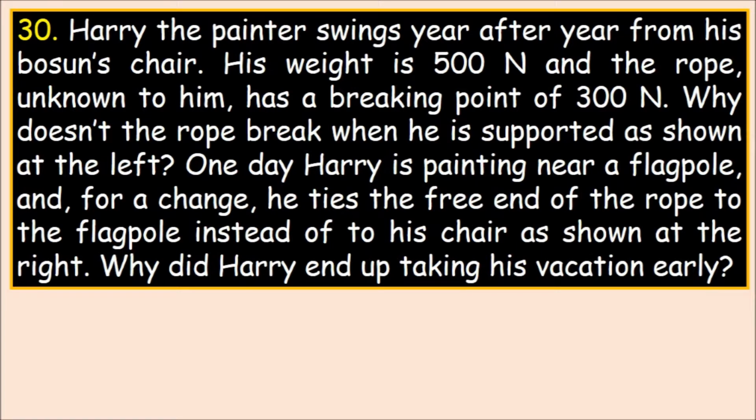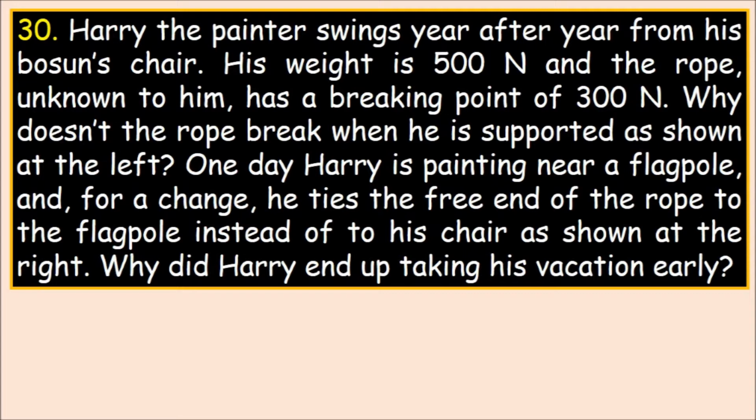Okay, this one's a little long, so let's take this slowly. Harry the painter swings year after year from his bosun's chair. What is a bosun's chair? You should look that up. His weight is 500 newtons, and the rope, unknown to him, has a breaking point of 300 newtons. Well, isn't that reassuring? Why doesn't the rope break when he is supported as shown at the left? Well, we're going to have to look at that figure in a moment. One day, Harry is painting near a flagpole, and for a change, he ties the free end of the rope to the flagpole instead of to his chair as shown at the right. Why did Harry end up taking an early vacation?